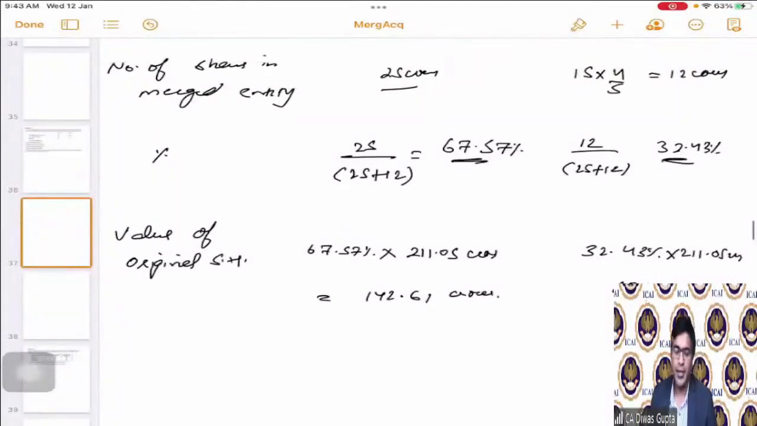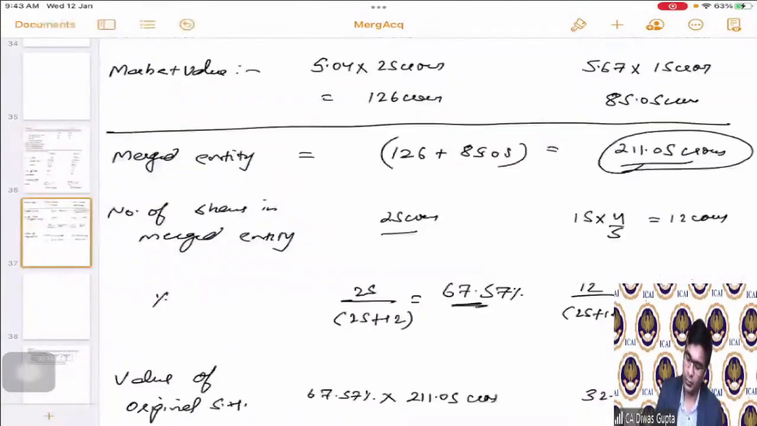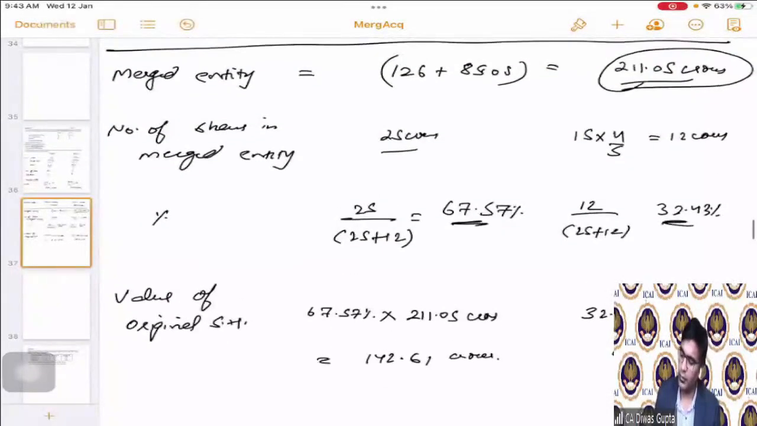Okay, students. So this is how the value of original shareholders is calculated. You can please note it down. Then we will move to the next part of the question.